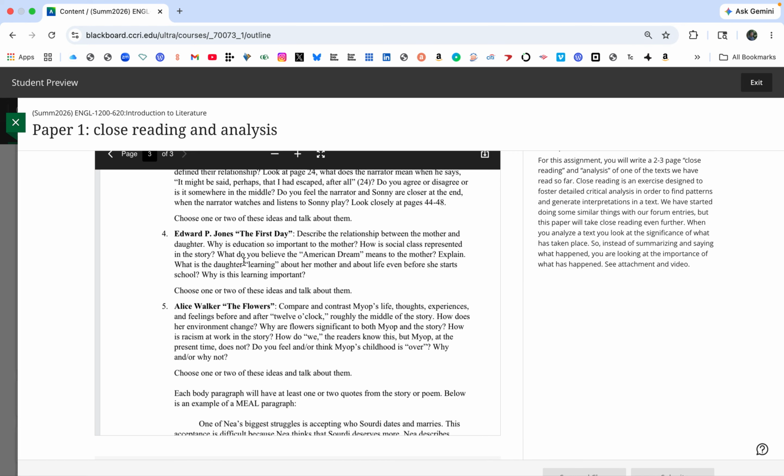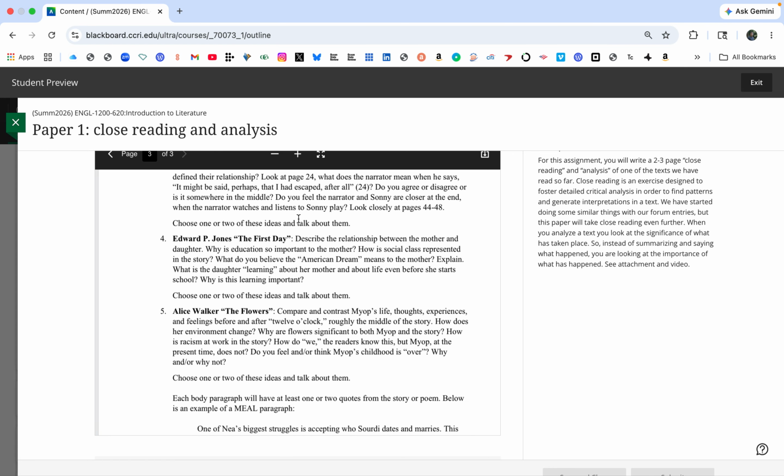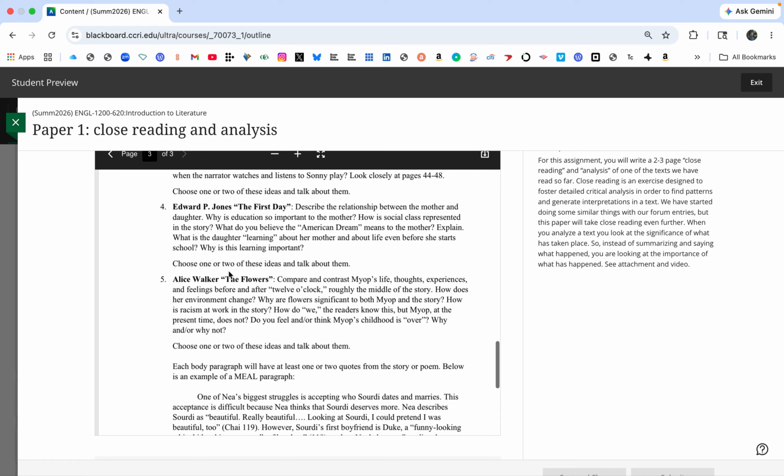And the final two short stories, which are really, really short. Edward P. Jones, "The First Day." Describe the relationship between the mother and daughter. Why is education so important to the mother? How is social class represented in the story? What do you believe the American dream means to the mother? Explain. What is the daughter learning about her mother and about life even before she starts school? Why is this learning important? Choose one or two of these ideas and talk about them.